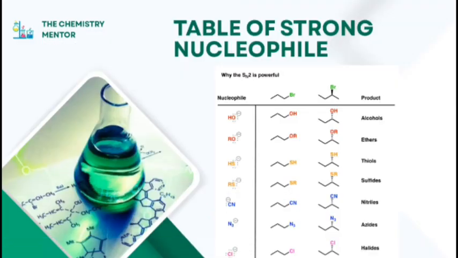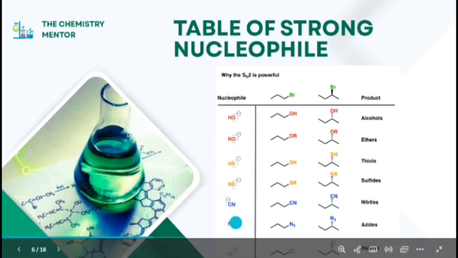Now that we understand SN2 reactions and how a nucleophile attacks the carbon, it's super important to know which nucleophiles are strong and fast enough to take charge. So here's a quick table of strong nucleophiles that you should remember. OH negative is a strong base and reacts very fast. OR negative, that is alkoxide, is very reactive. And CN negative makes nitriles, as you can see, and is a fast attacker.